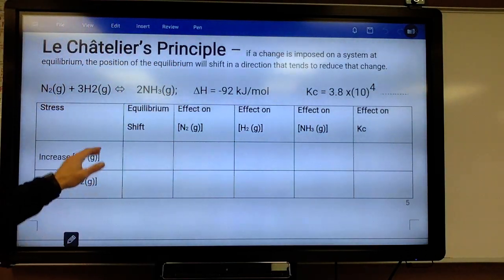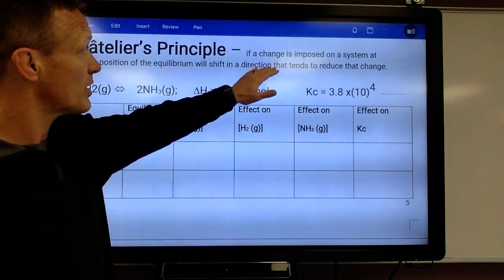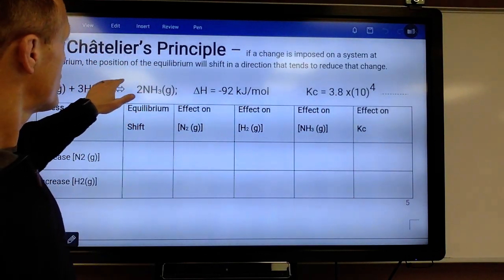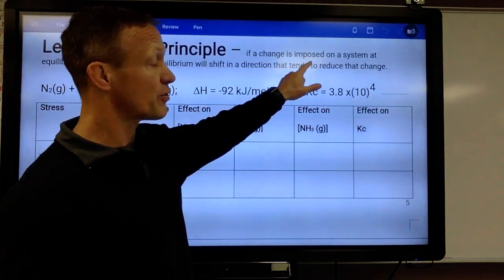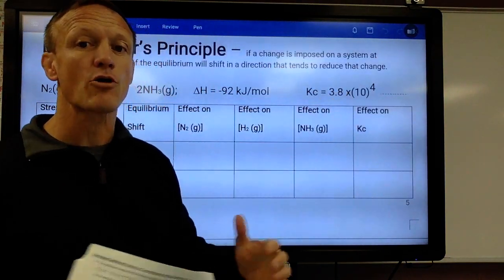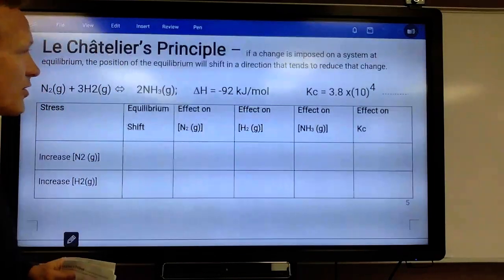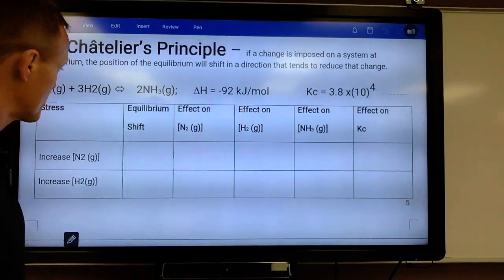So LeChatelier's principle says that if a change is imposed on a system, so an equilibrium system, if we change something, the position of the equilibrium will shift in a direction that tends to reduce that change. So it tries to counteract that change. Okay, it tries to counteract it. So most of these are fairly easy to figure out. A couple of them get a little bit harder as we go through here.